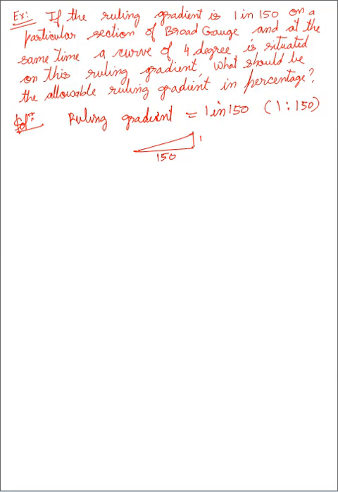So it is a BG track, and at the same time a curve of 4 degree is situated. Now they have given a curve of 4 degree situated on this ruling gradient. So there are two things. One is the curve, and another is the slope also. See, both aspects we have to consider.